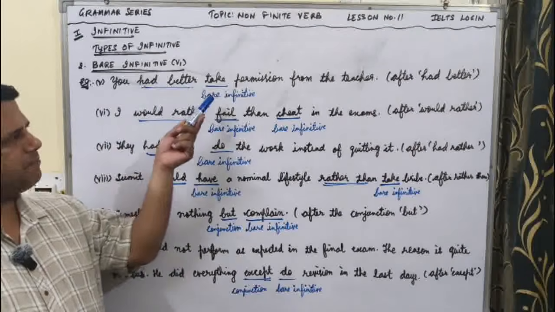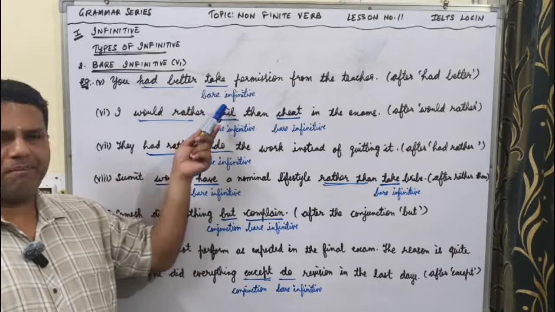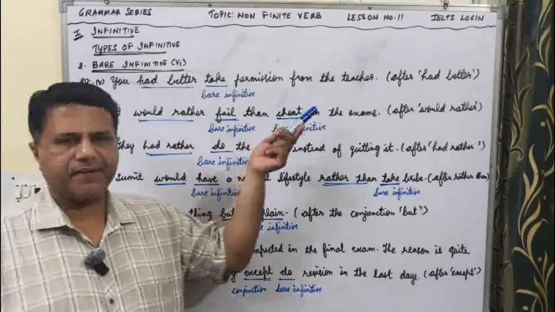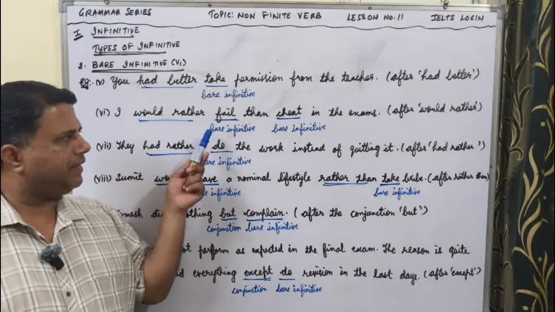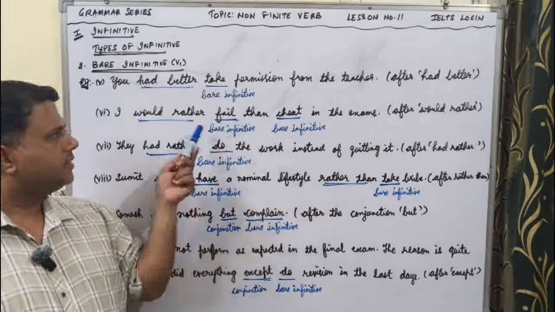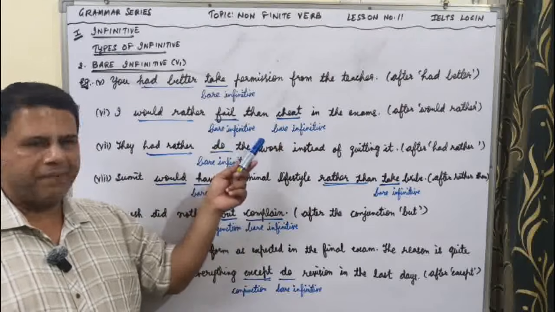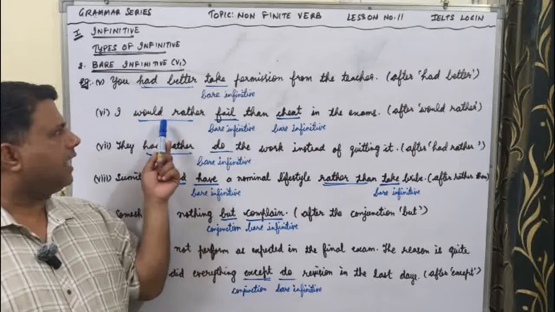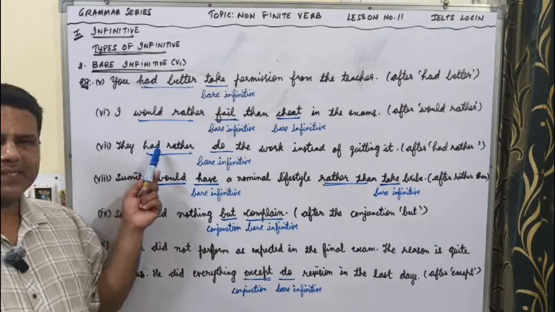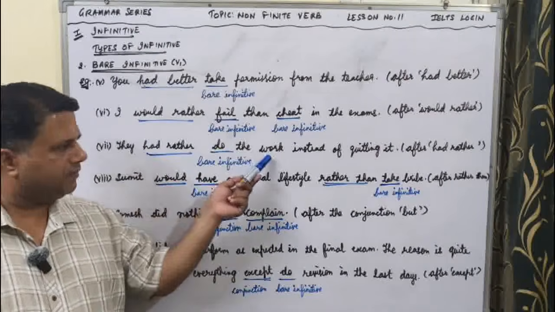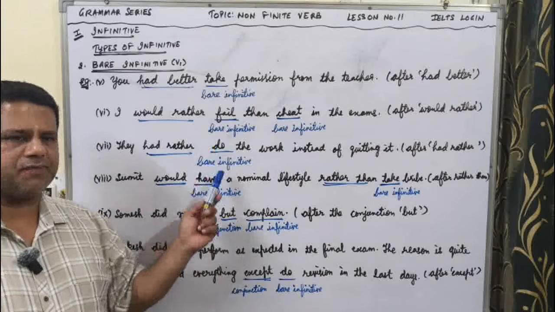You had better take permission from the teacher. Here had better, take is bare infinitive. So this is used after the expression had better. 6th example, I would rather fail than cheat in the exams. So fail is bare infinitive, cheat is also bare infinitive. So these 2 bare infinitives are used after the expression would rather. Then the next example, example number 7, they had rather do the work instead of quitting it. So do is bare infinitive, first form of the verb.